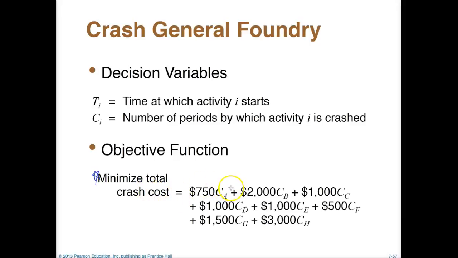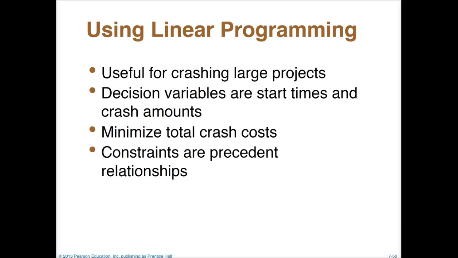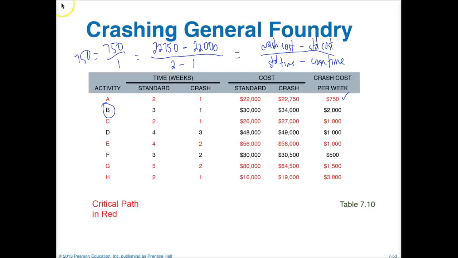And so if you look here, the 750, 2,000, 1,000, all of that is coming from the current crash cost per week. And so if we're going to crash, we want to make sure that this times the number of weeks we need to crash is going to be as small as possible.